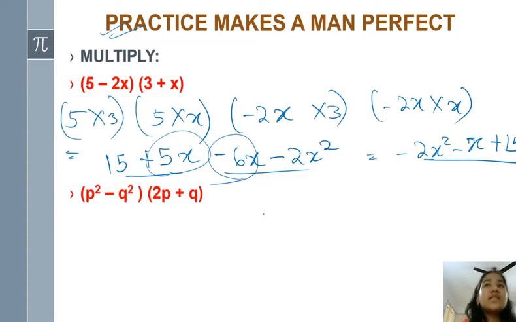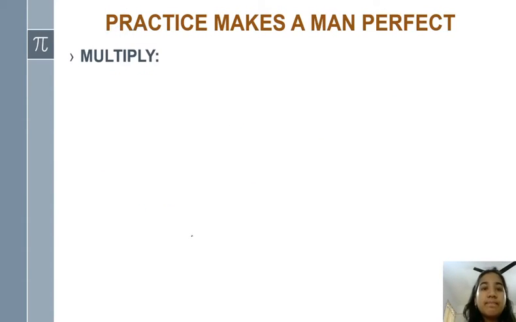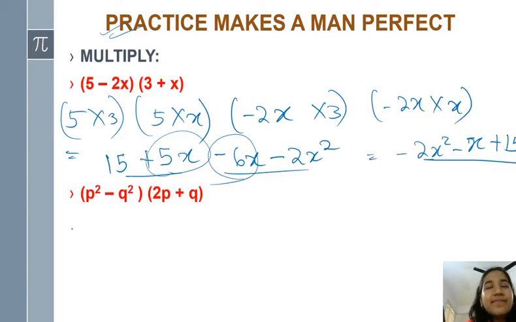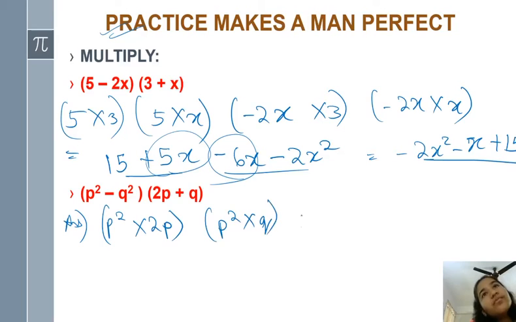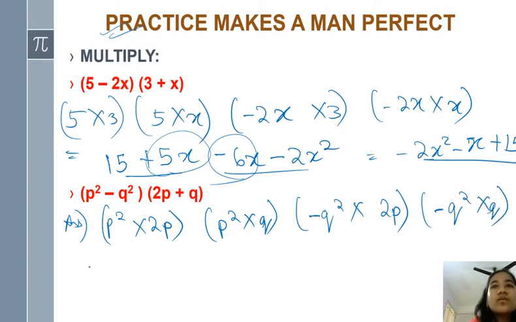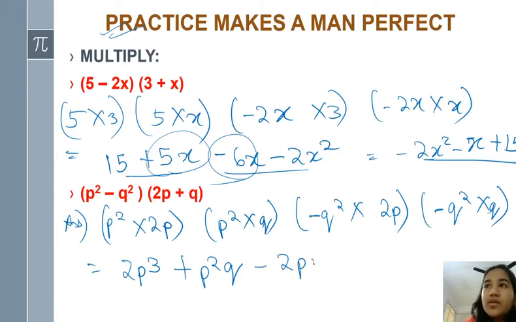Next question, p square minus q square, multiplied by 2p plus q. We have to solve it. So your answer: p square into 2p and p square into q, minus q square into 2p, minus q square into q, is equal to 2p cube plus p square q minus 2pq square minus q cube. We are done. Next sum.